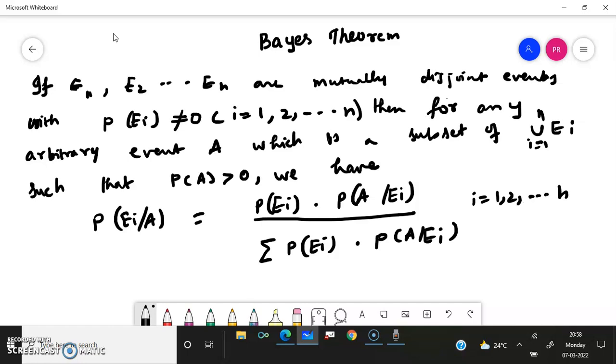What is given here is E1, E2 and so on to En are mutually disjoint events with P of Ei not equal to 0, and that means none of the Ei is an impossible event. Therefore, any arbitrary event A which is a subset of union i equal to 1 to n Ei such that P of A is greater than 0. And P of A greater than 0 implies that event A exists and it is not an impossible event. We have P of Ei given A is P of Ei into P of A given Ei, divided by summation P of Ei into P of A given Ei. We will see this.